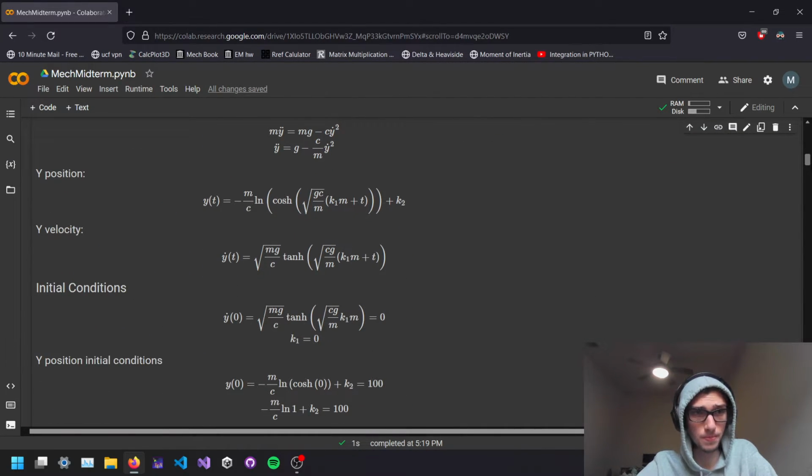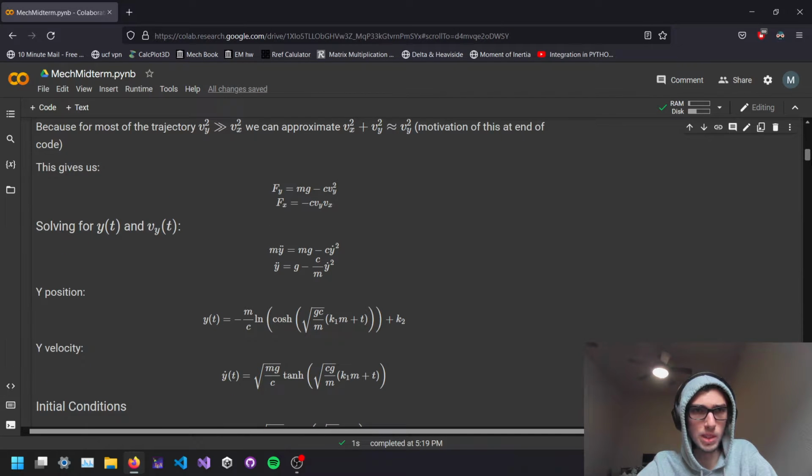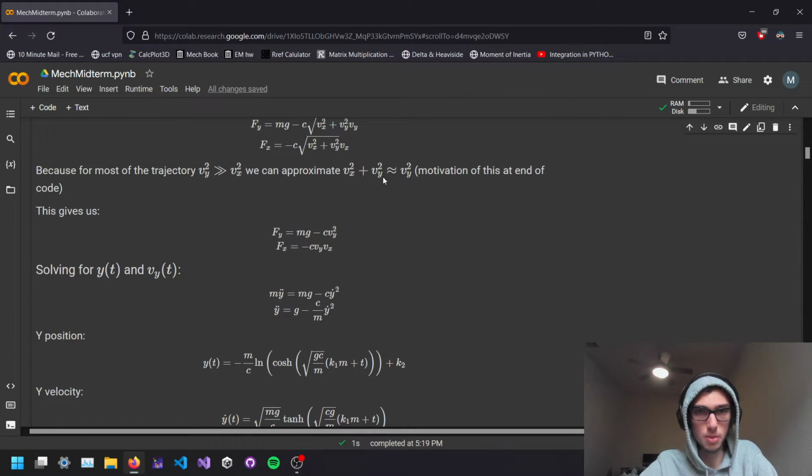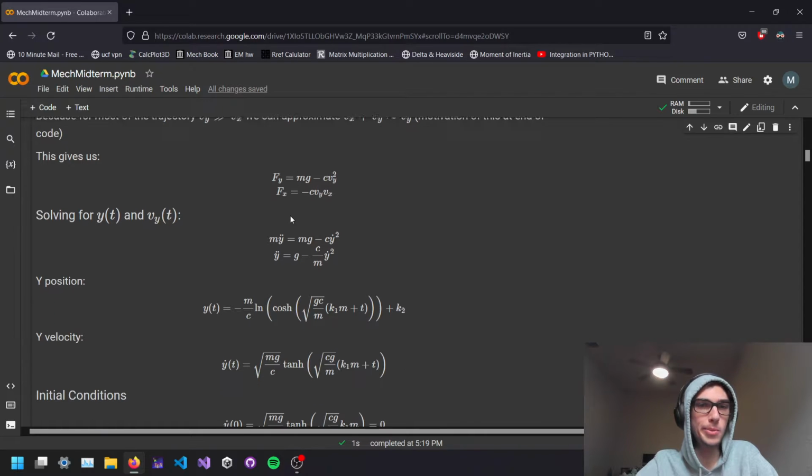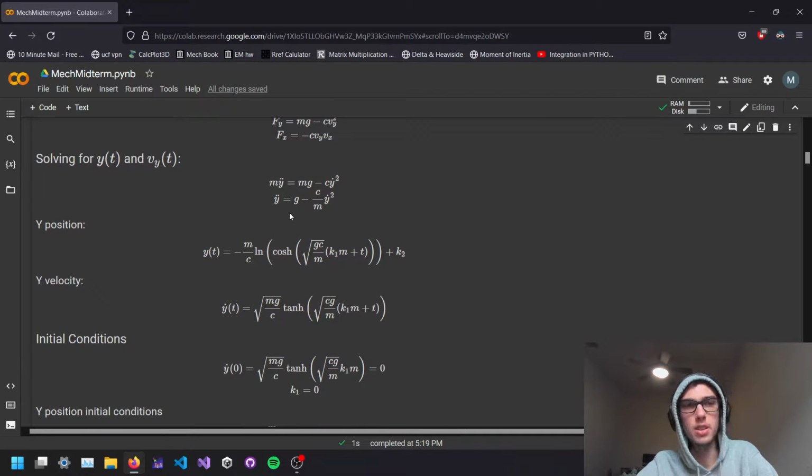So this approximation ultimately gives us that the force in the y direction is the force of gravity minus this quadratic drag, and then the force in the x direction is as follows. So first we're going to start with solving for the position in the y direction and the velocity in the y direction. So we're going to start with this equation of motion, which is just an ordinary differential equation.